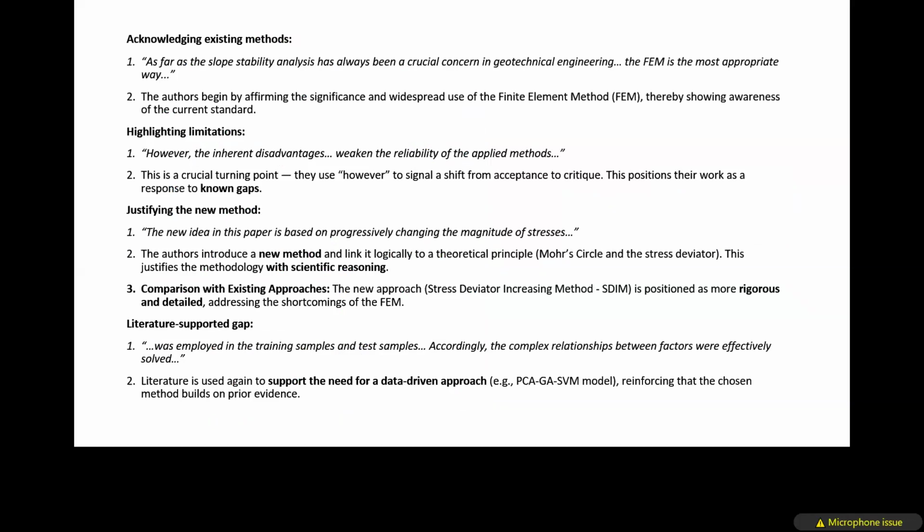If you want to justify a new method, this is how they have done it, and how to highlight a literature-supported gap, this is how they have used it, right? I think you have to keep the previous example side by side, and when you have time, please go through this slide and compare these points with the previous example. You will understand better. And the next slide, please.